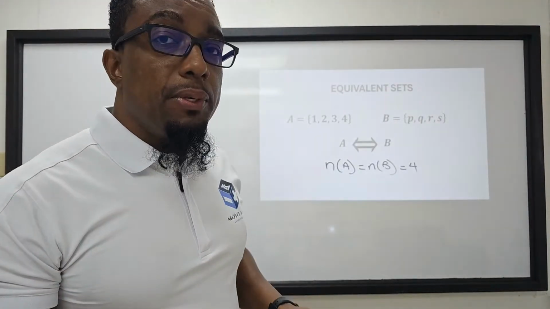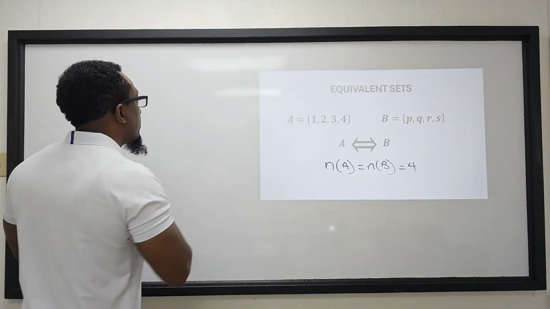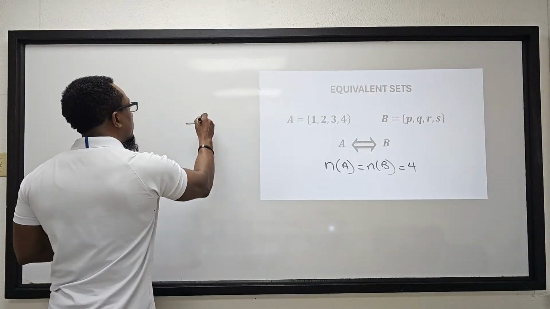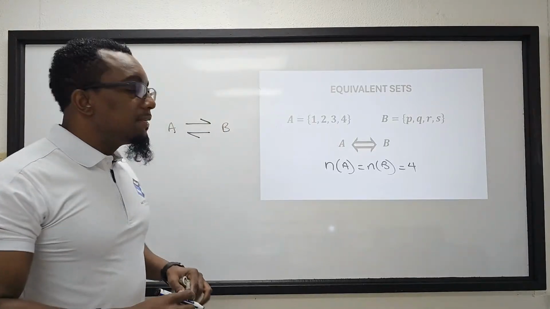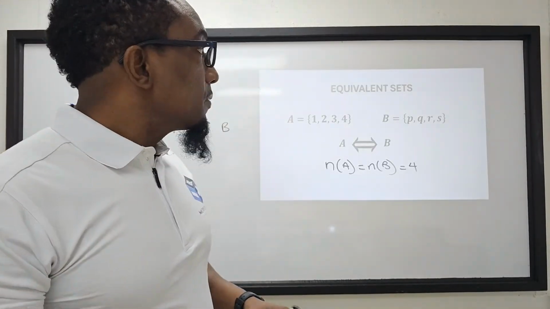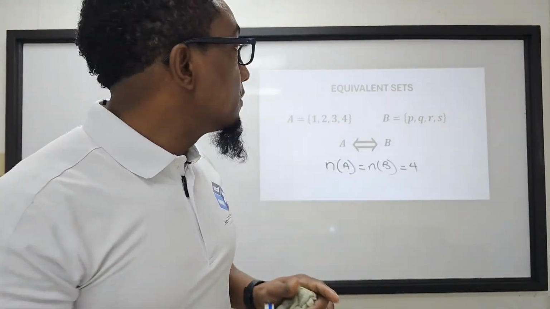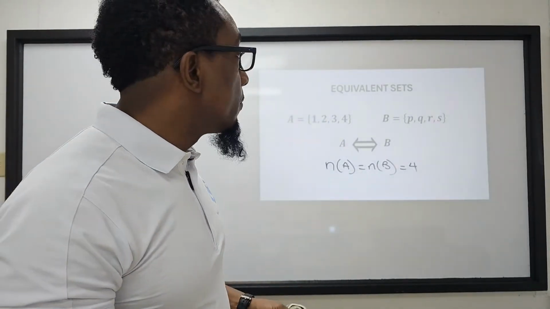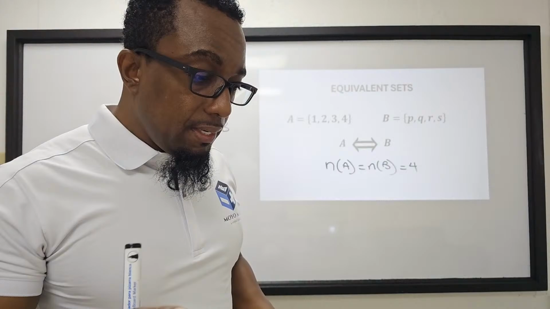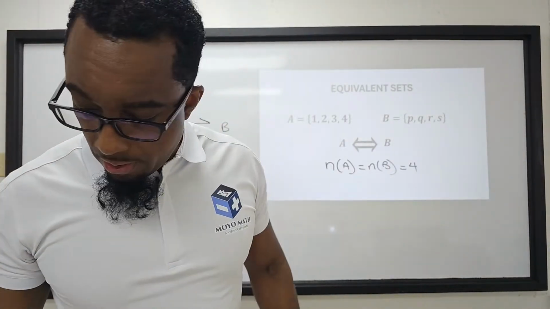And that is the symbol we use for equivalent. Sometimes you see the symbol looking like this. So that means A is equivalent to B. So they have the same number of elements. The number of elements in A is equal to the number of elements in B. So you want to make sure we can recognize equivalent.